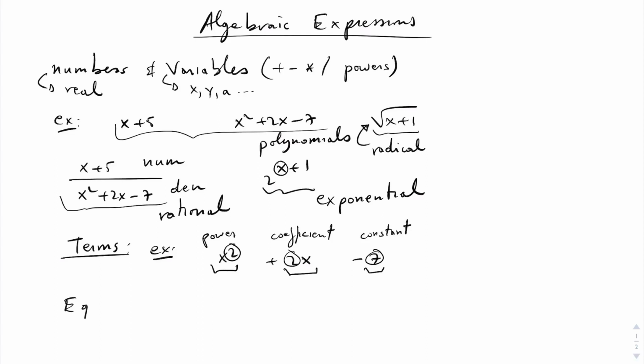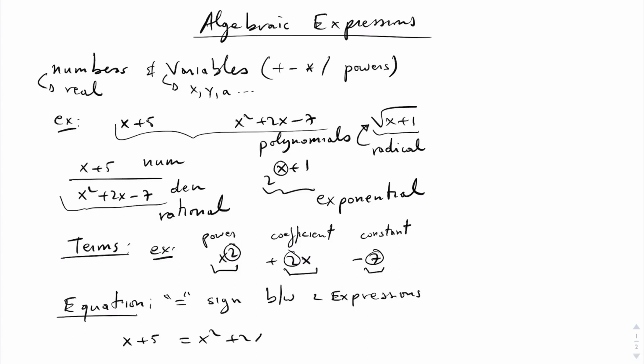And an equation is going to be built by putting an equal sign between two expressions. So again, if you have two expressions next to each other and you put an equal sign between them, that's how you form an equation. An example of that would be x plus 5 equals x squared plus 2x minus 7. That's an equation.